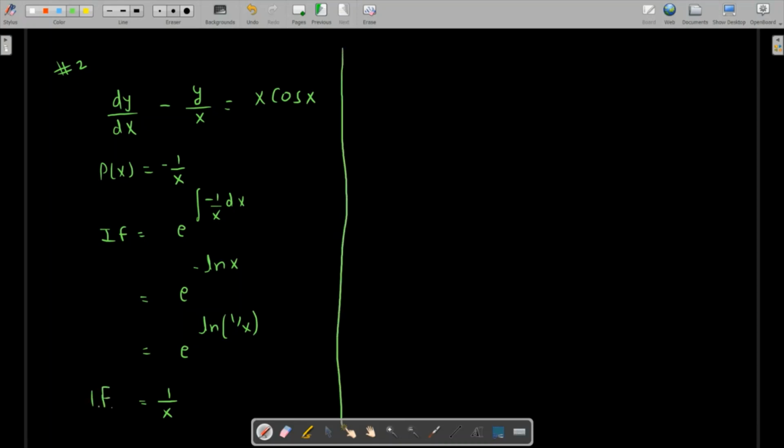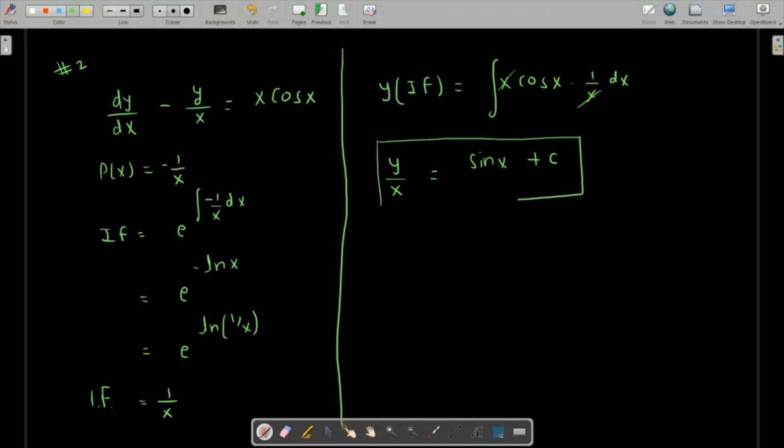So after doing that, the solution becomes y times the integrating factor is equal to the right side, which is x cos x, times the integrating factor, which is 1 over x, times dx, and we integrate the right hand side. So it's y over x. This is going to be x, and x is cancelled, and the integral of cos is just sine x, plus the constant of integral c. So I think this would be the final answer.